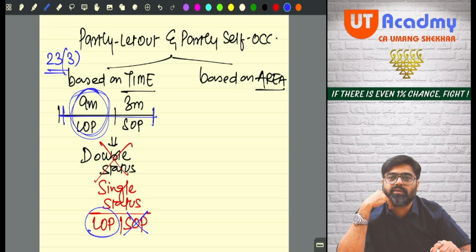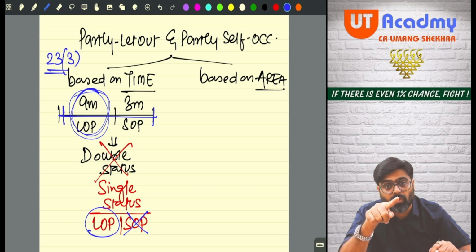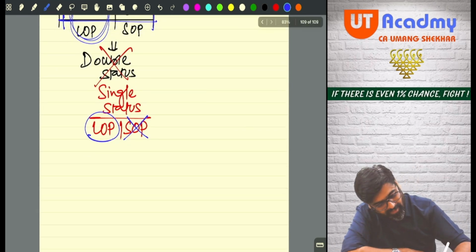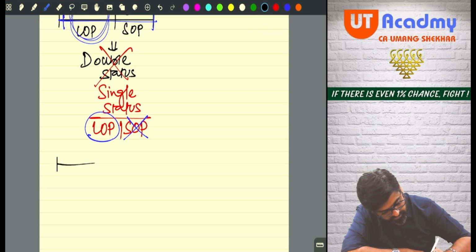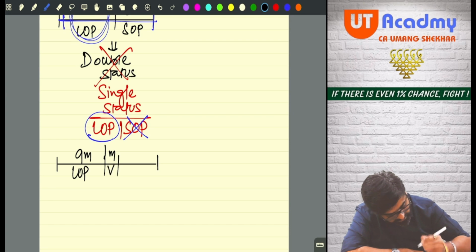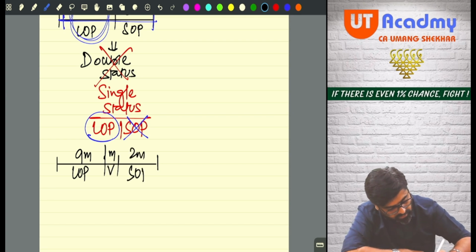Because there is no vacancy. So a property which is partly let out, partly self-occupied based on time, can there be a vacancy? Yes, there can be vacancy. That is the second case. See, let out for 9 months, 1 month kept vacant, and for 2 months it was self-occupied.